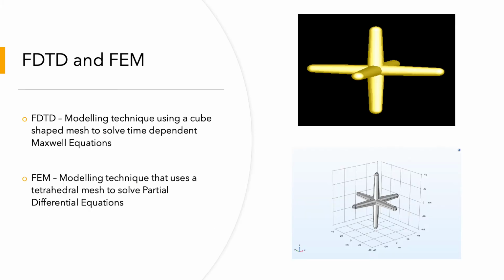The two modeling techniques that we will be discussing are FDTD and FEM. FDTD, or finite difference time domain modeling, is a modeling technique using a cube-shaped mesh to solve time-dependent Maxwell equations. FEM, or finite element method, is a modeling technique that uses a tetrahedral mesh to solve partial differential equations.